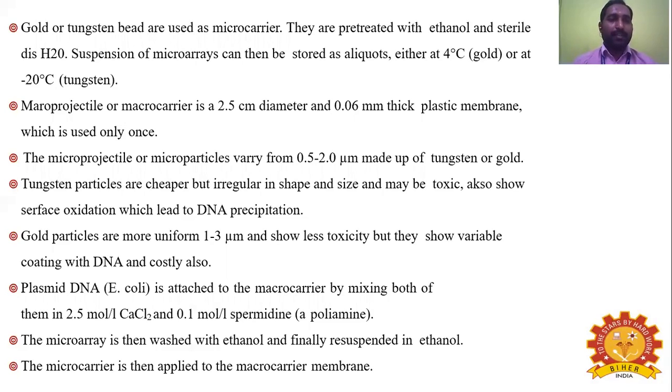So here we have the important things like gold or tungsten beads, which will be used as the microcarrier, and which will be prepared, that is pre-treated with ethanol and sterile distilled water. This suspension of microcarriers can be stored at 4 degrees Celsius for gold, and at -20 for tungsten. The microprojectile or microcarrier size would be around 2.5 centimeter diameter, and the thickness would be 0.06 millimeter.